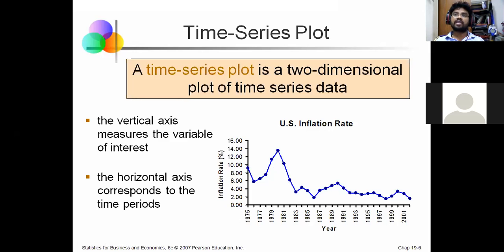So when there are fluctuations in a time series, in statistics we call them components. Nothing but the variations. So why is there a variation? Why are there ups and downs? That is the main thing we need to study. That is called components of time series data, or components of time series analysis, or time series variations.